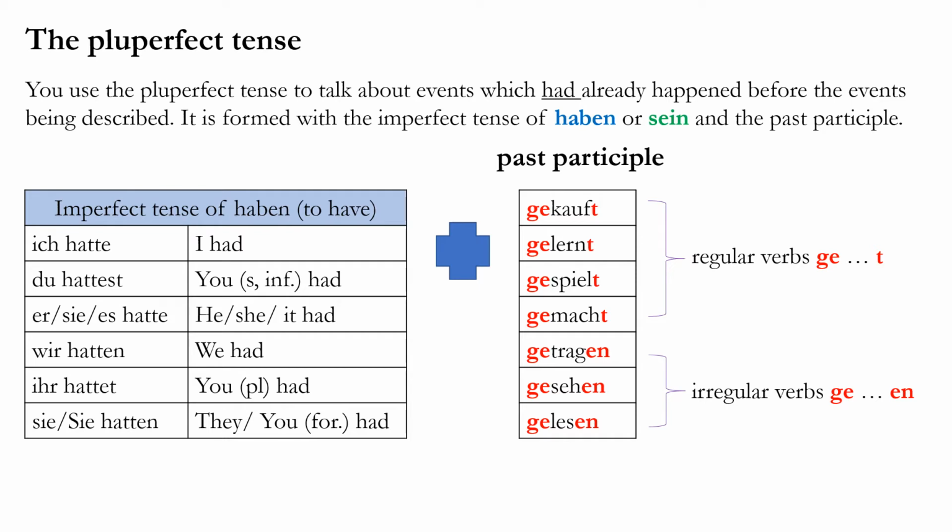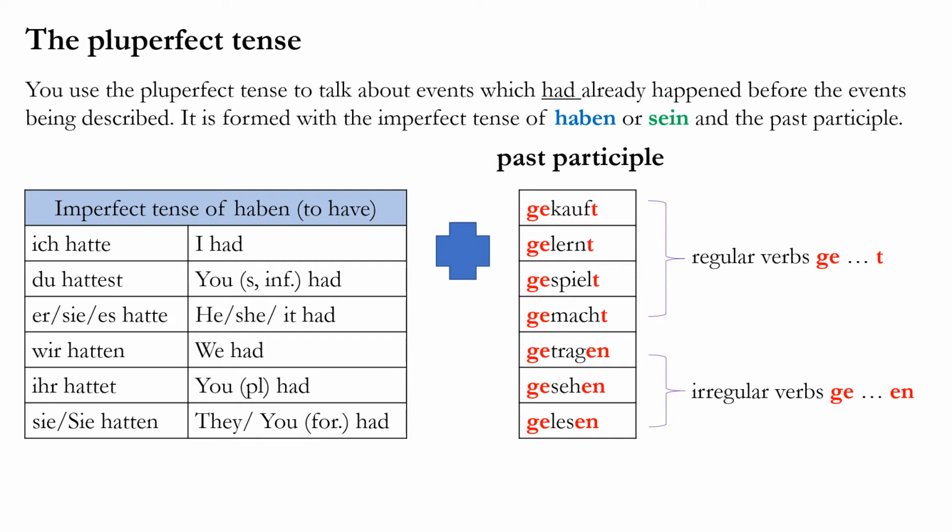Ich hatte. Du hattest. Er hatte. Wir hatten. Ihr hattet. Sie hatten.